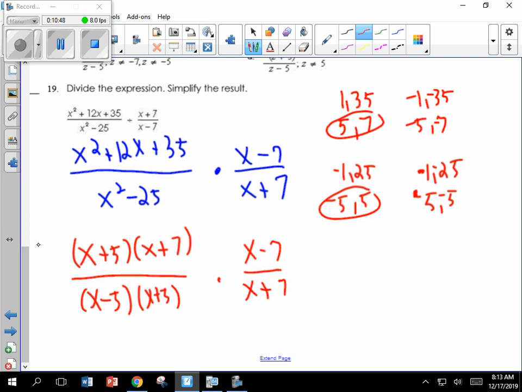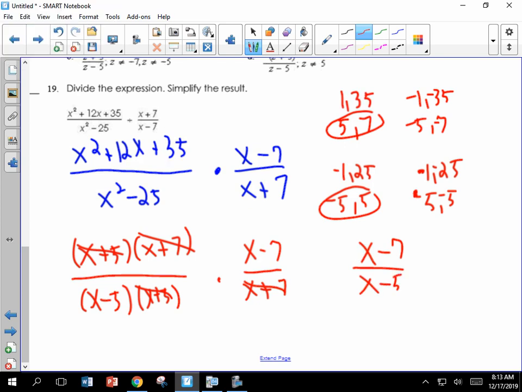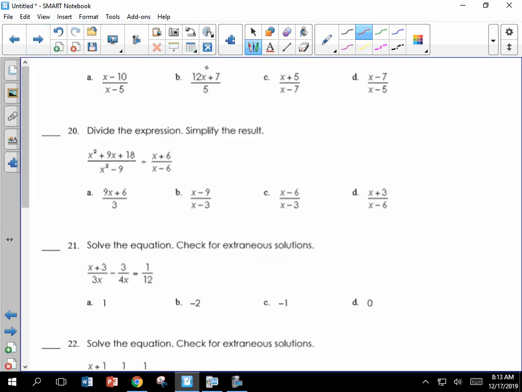And then you're going to cancel out anything on top. So look at x plus 5. There's an x plus 5 on top and bottom. There's an x plus 7 on top and bottom. And then you just write down what is left: x minus 7 over x minus 5. See if the answers are on the next page. They are. D is the correct answer. 20 is done the same way.